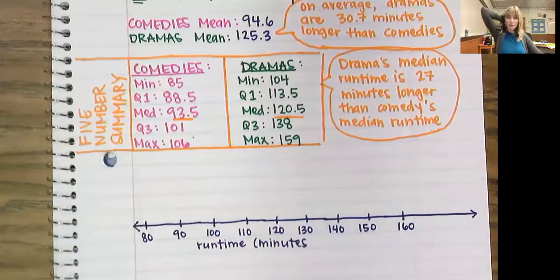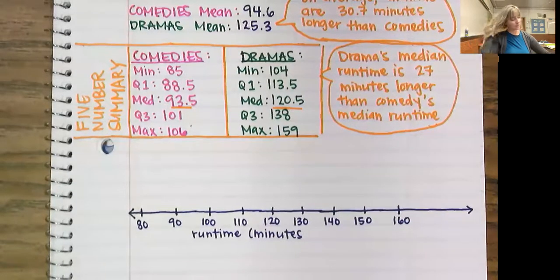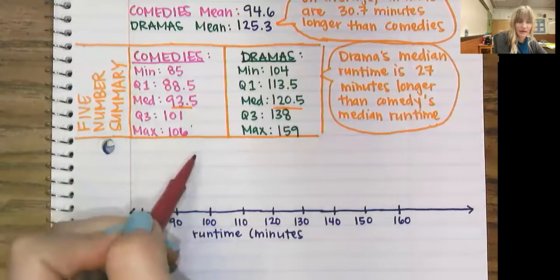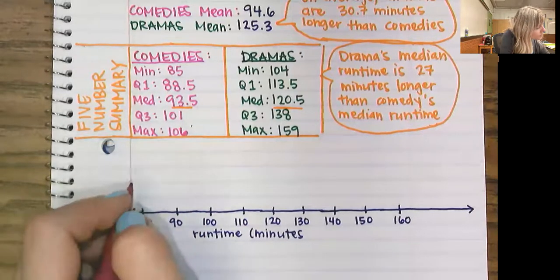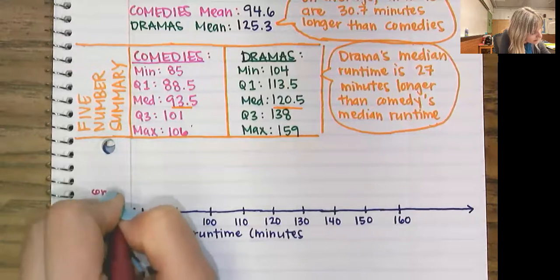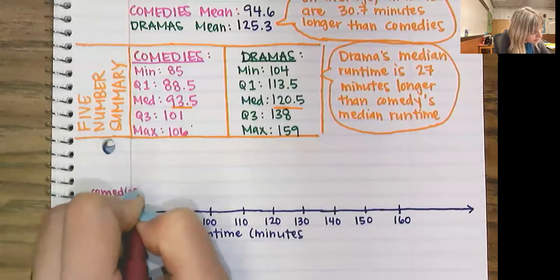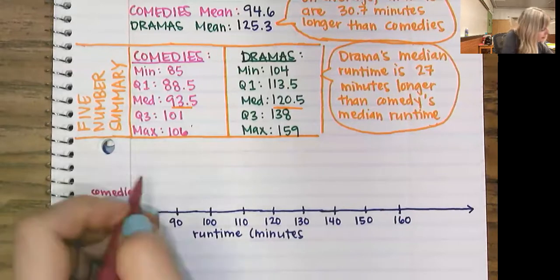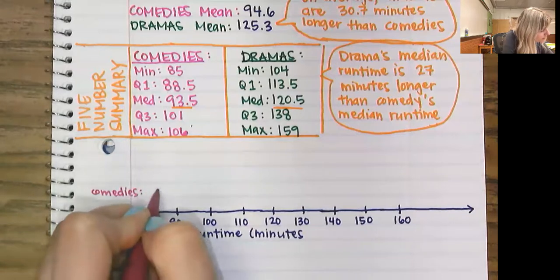Okay, so now we're going to give ourselves a visual. And once again, I'm going to color code these box plots, the same colors I've been using. So I'm going to do comedies in this pink here. I'm going to write over here in pink, comedies. And then I know that the lowest starts here.